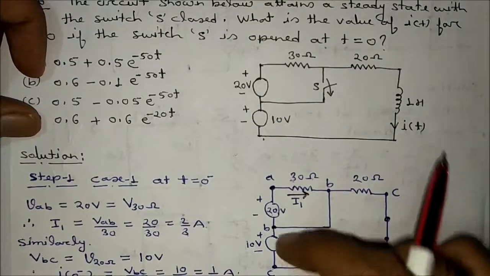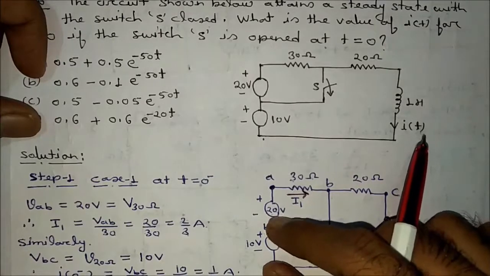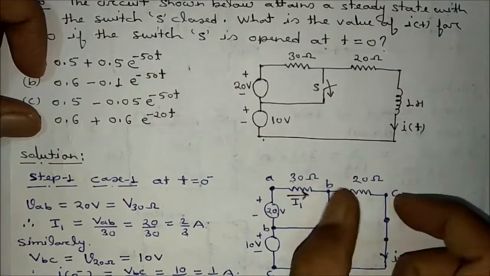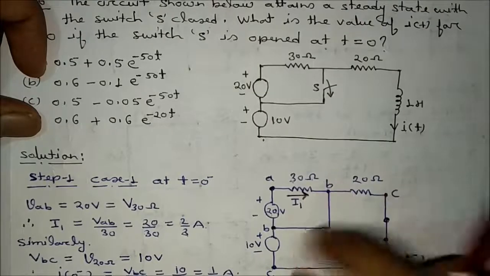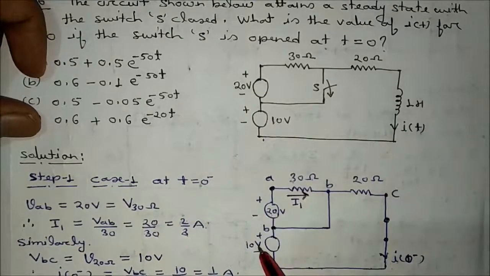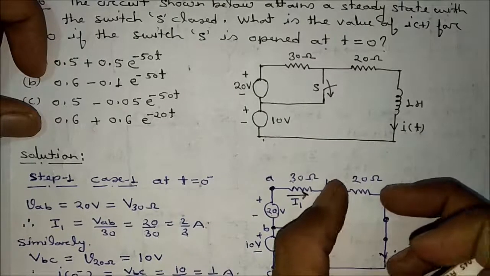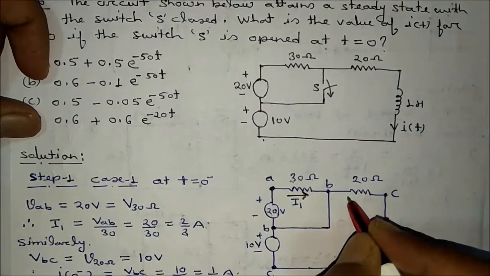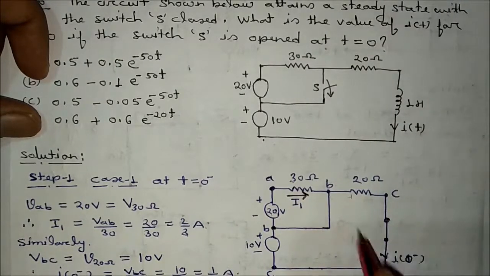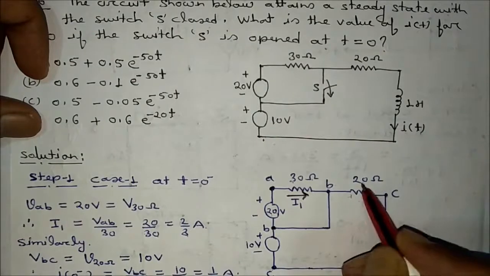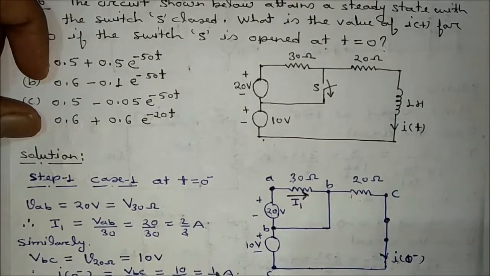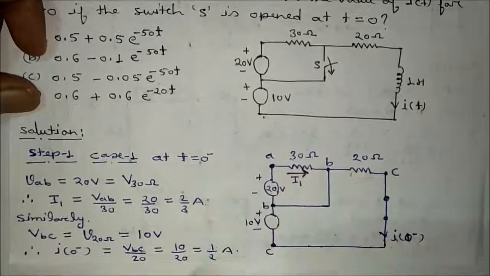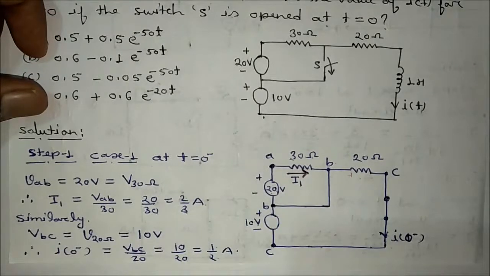Similarly, this is VBC, this is VBC. This and this one are in parallel, that means the voltage across this and across this will be the same. So here it will also be 10 volt, and this current will be 10 divided by 20, that is equal to 1 by 2.